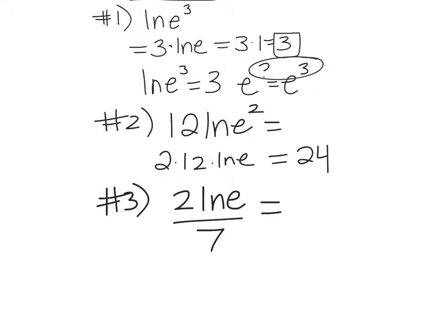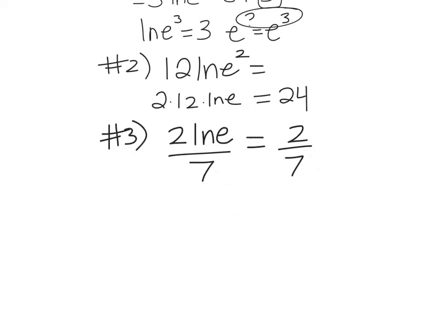What's the answer here? No calculator. 2 over 7. Natural log is 1. 2 times 1 is 2. 2 sevens. Okay, pretty good? You like these? They're not bad.